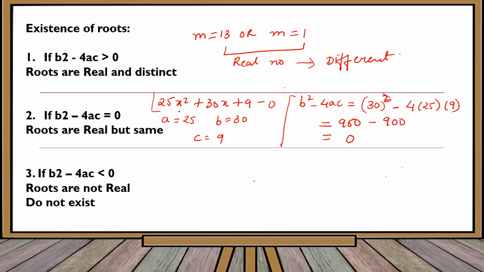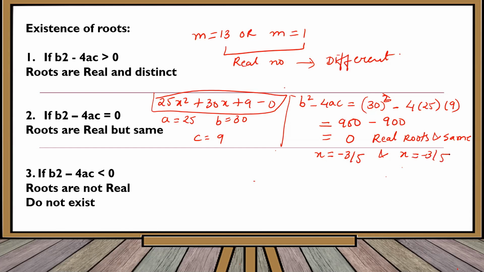So now the roots of this particular equation will be real and same. Real roots and same. When you solve this equation by quadratic formula, the answer you get is x is equal to minus 3 by 5 and x is equal to minus 3 by 5. So real roots but same roots.